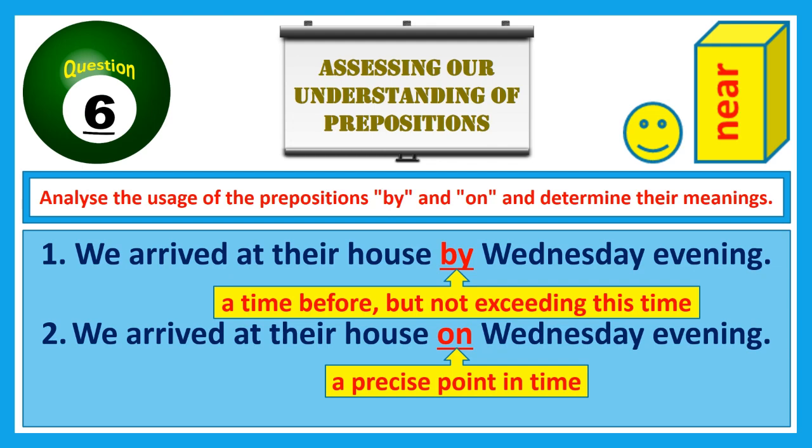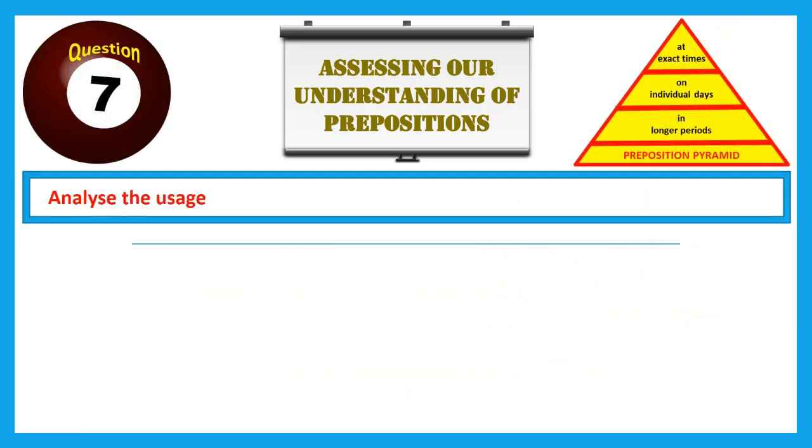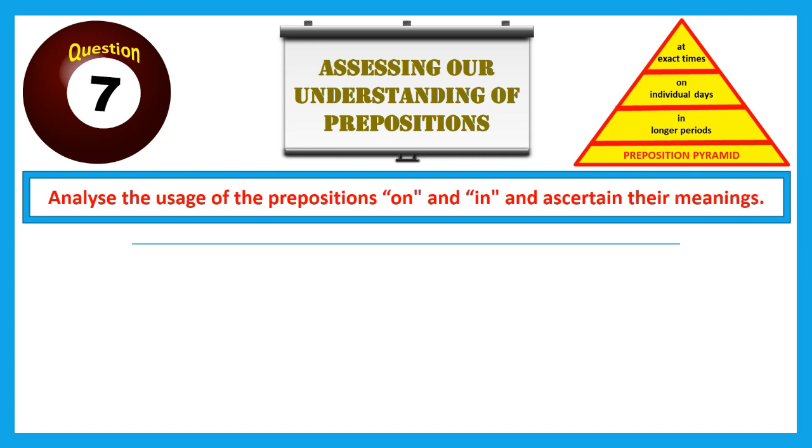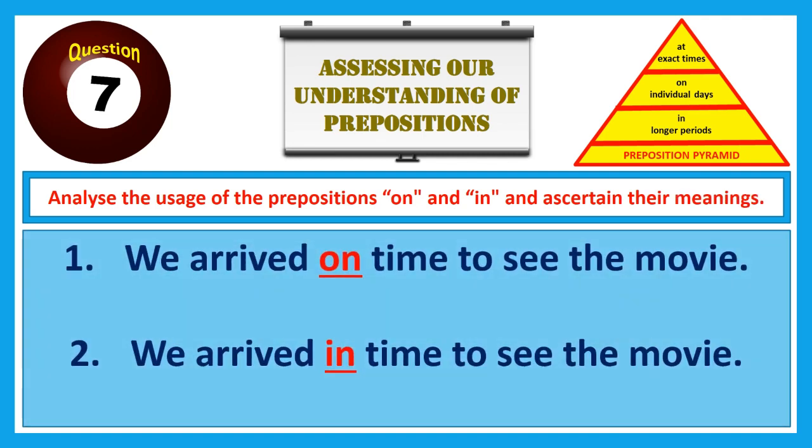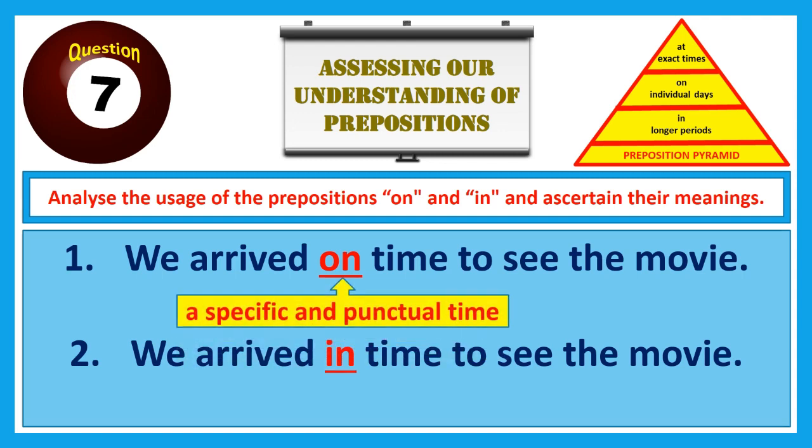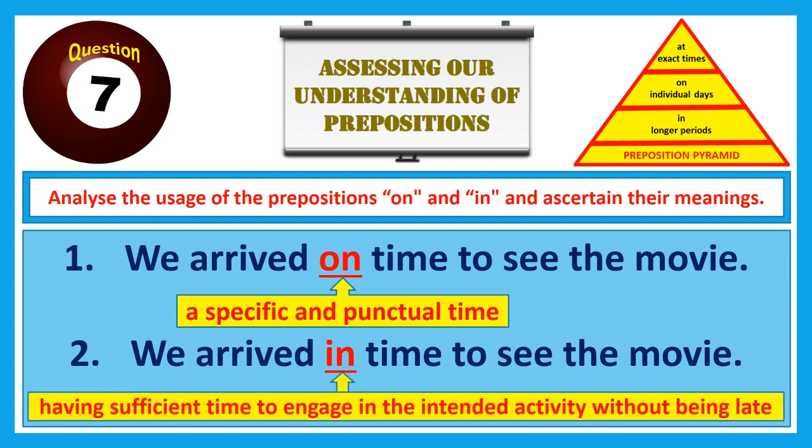Question 7. Analyze the usage of the prepositions "on" and "in" and ascertain their meanings. Examine the following sentences. We arrived on time to see the movie. We arrived in time to see the movie. In sentence 1, the preposition "on" specifies a specific and punctual time. In sentence 2, the preposition "in" indicates having sufficient time to engage in the intended activity without being late.